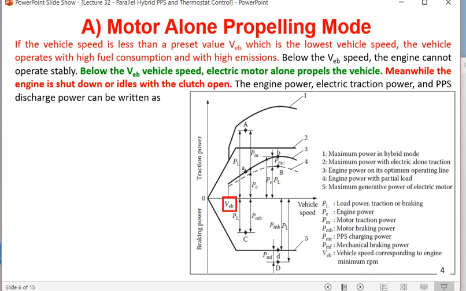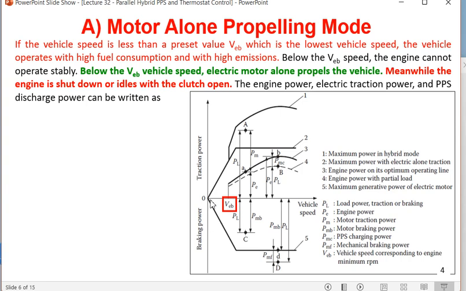What is meant by that? It means that between 0 to VEB the engine is not started. Let's say VEB is equal to 20 km per hour. So between 0 to 20 km per hour the engine did not start, because the engine starts from VEB. So how did the vehicle increase its speed from 0 to 20? It was all done by the motor alone.